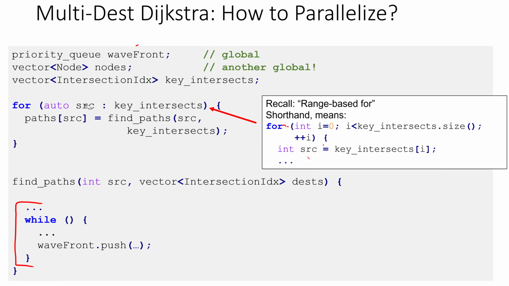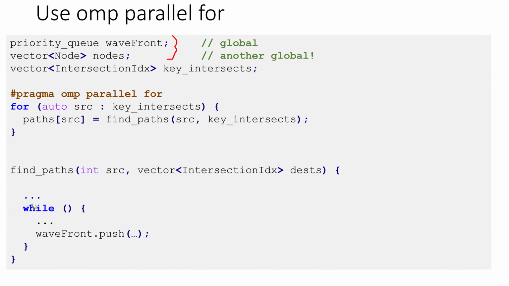Okay, so I want to make this parallel. So I put OpenMP parallel for in front of my for loop. I've got K path searches to do, and now I'm saying you can have multiple threads doing path searches from different source intersections, overlapping the loop iterations. That's what this means. So let's first think algorithmically. Does it make sense that if I have 8 cores, I could have 8 path searches going on at once, each one starting at a different source intersection?